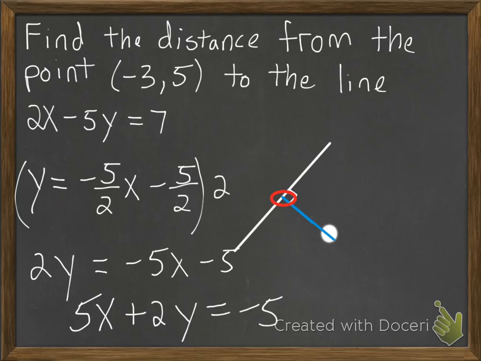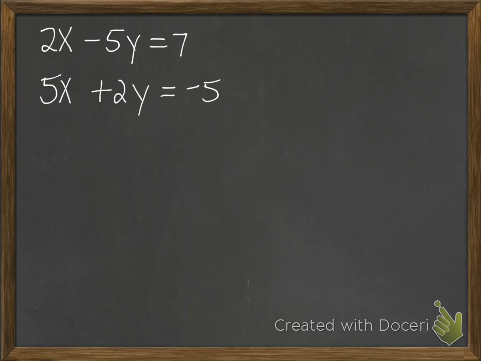And now I take my two equations, the one I've just found here and the one I was given, and say, hey, let's find the point where those intersect. In other words, let's solve this system of equations. We bring our equations over: 2x minus 5y equals 7, 5x plus 2y equals negative 5. Now we want to solve by elimination.